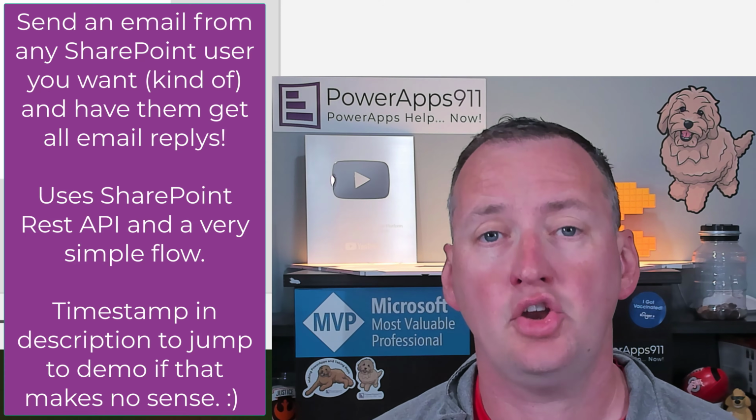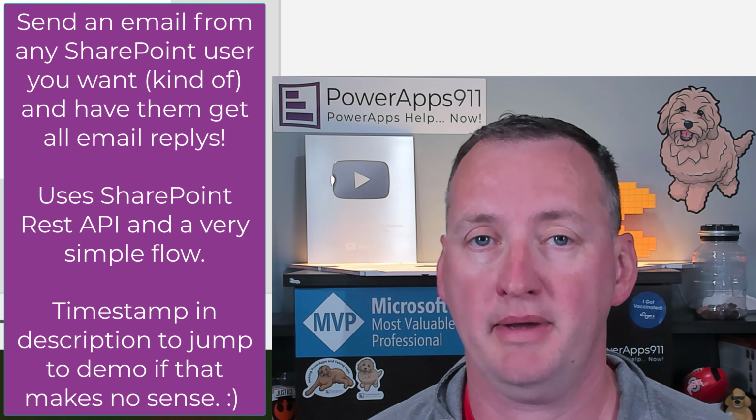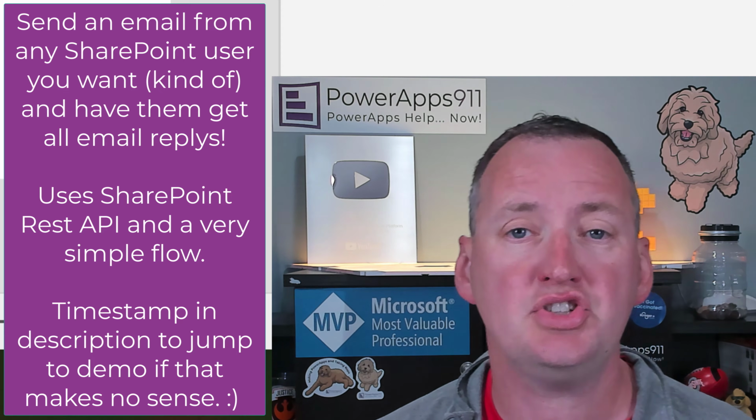In today's show, we're going to send a no reply email from either SharePoint or Power Automate Flow. How are we going to do that? We're going to use the SharePoint REST API.